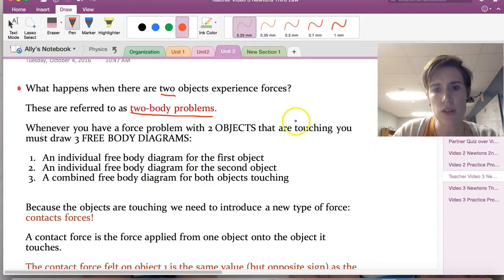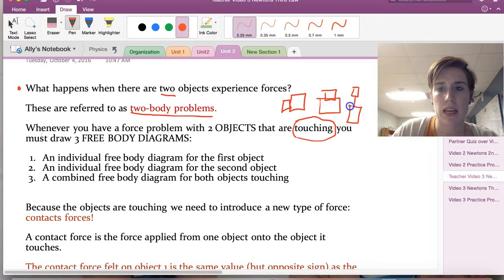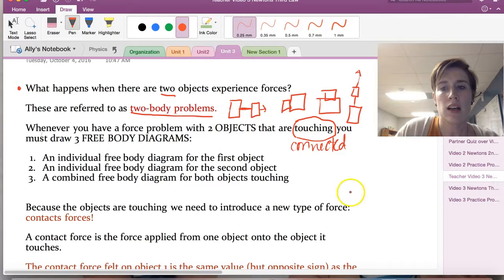But first, I want to clarify what I mean by touching. It can mean that the objects are right next to each other like this, or it can mean the objects are right on top of each other, or it can mean the objects are connected by something, connected by a string in this instance, or connected by a string sideways and they're being pulled like that, or they're being pulled upward. But as long as they're connected in any way, so touching really means connected. So if the two objects are connected, these are called two-body diagrams or problems.